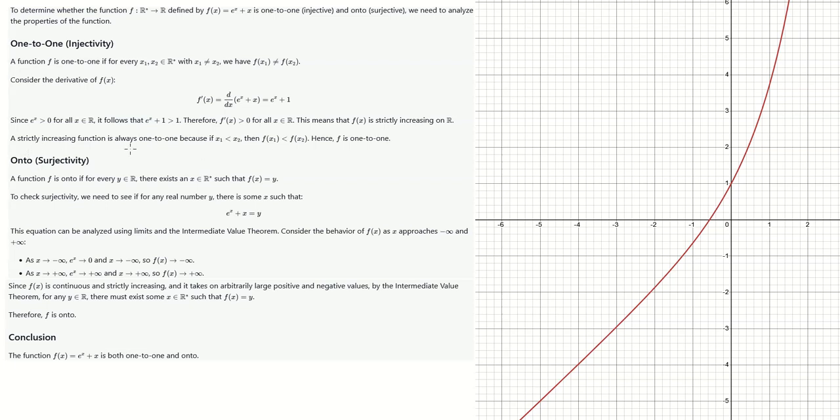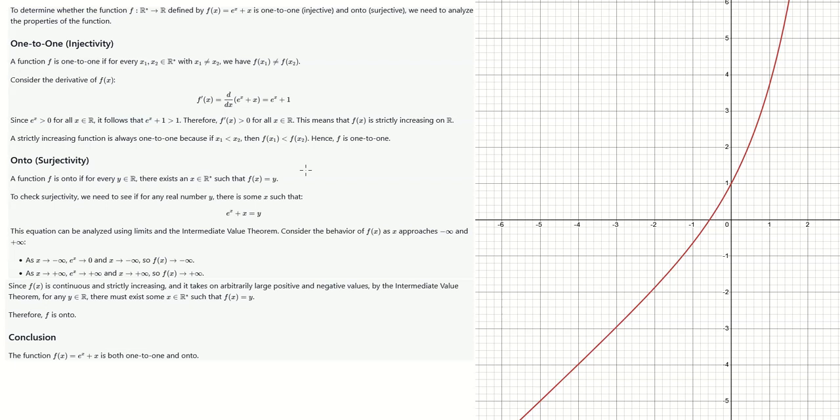And a strictly increasing function is always going to be one-to-one because if you take two different x values, here we said x1 and x2 are not equal to each other. And let's say if x1 is less than x2, then f(x1) will always be less than f(x2). So you'll get that f(x1) will not equal f(x2) because it's less than. And so therefore f is one-to-one.